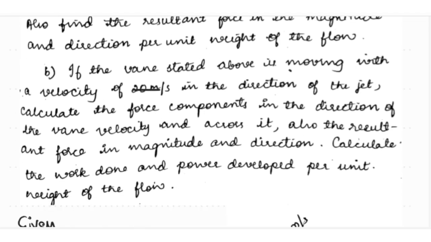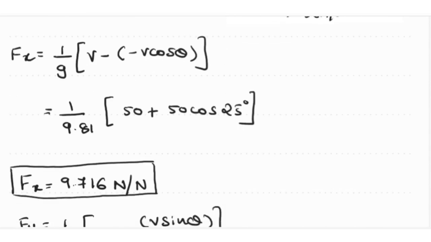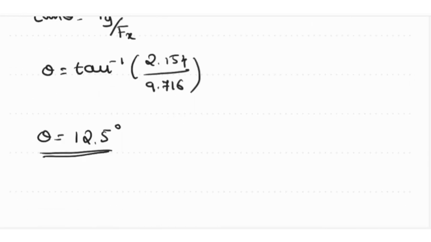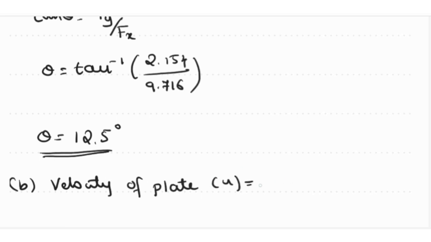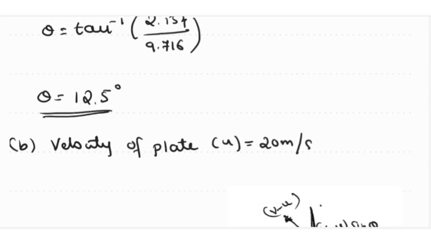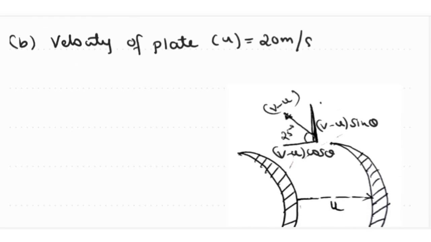So here the plate is moving with a velocity u is equal to 20 meter per second, and the rest of the data is the same as the above problem, that is case A. So we can write here case B. Here velocity of plate u is equal to 20 meter per second.